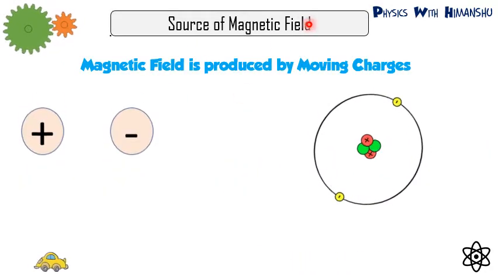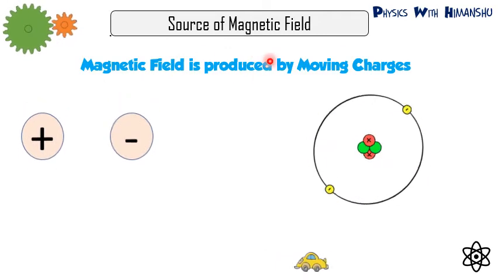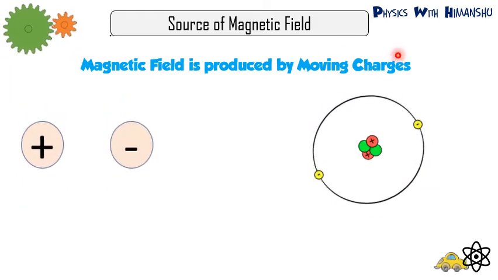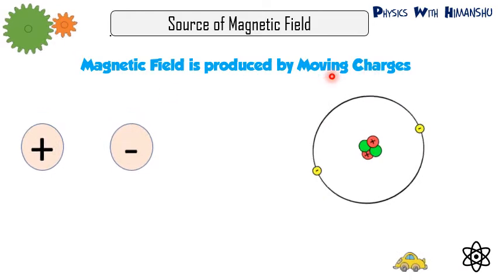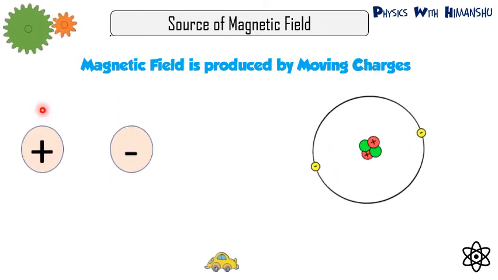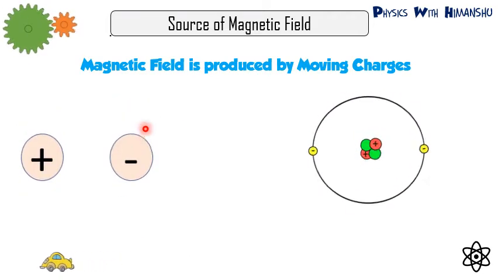Source of magnetic field. Which particles produce a magnetic field? Remember, a magnetic field is produced by moving charges. There are two conditions which should always be there: moving and charges. So charges should be moving to produce a magnetic field. Like in the first diagram, if you see a positive charge is moving, it is producing a magnetic field. A negative charge is moving, it is producing a magnetic field.